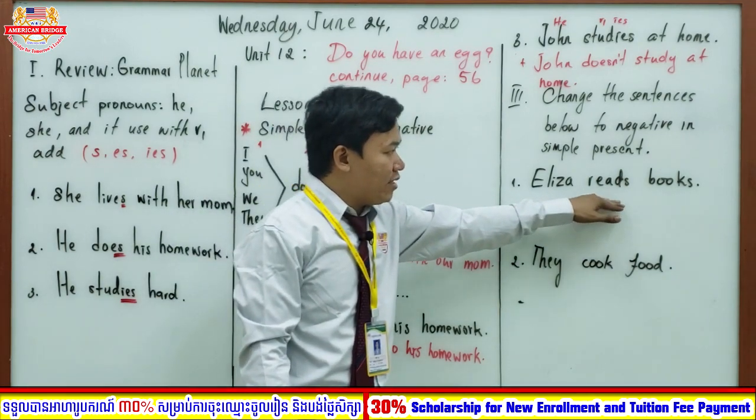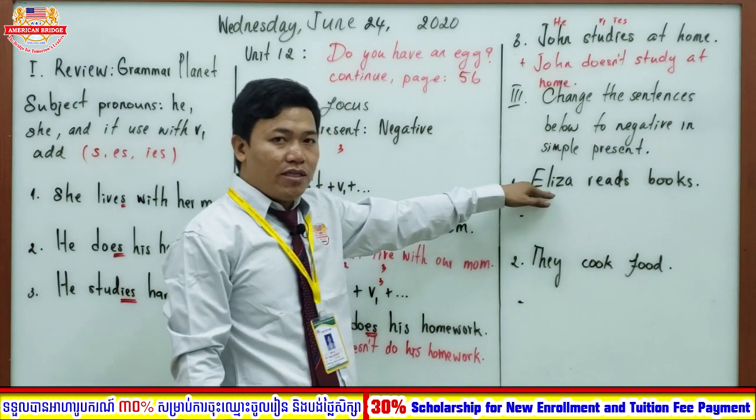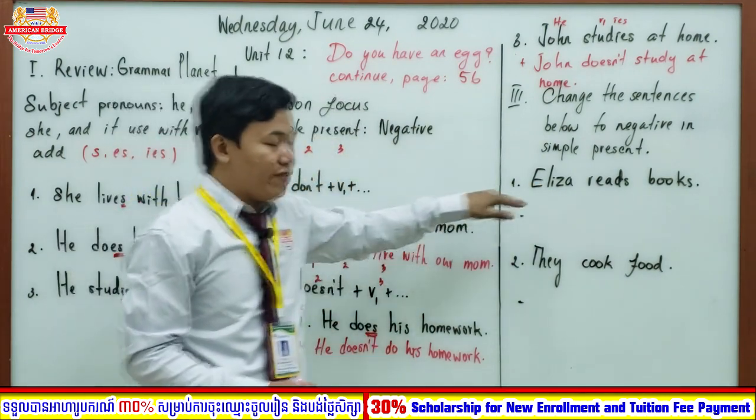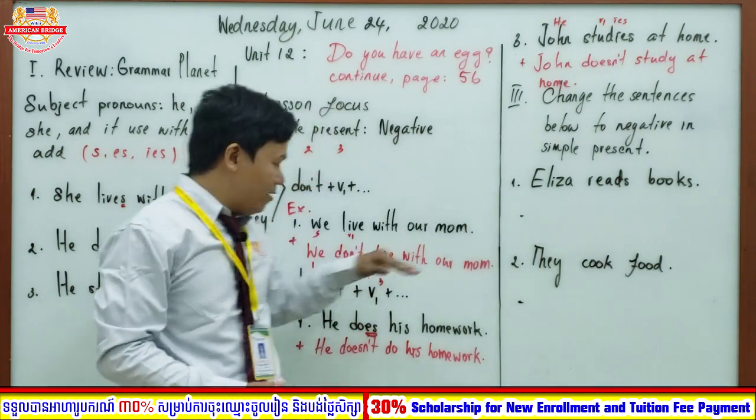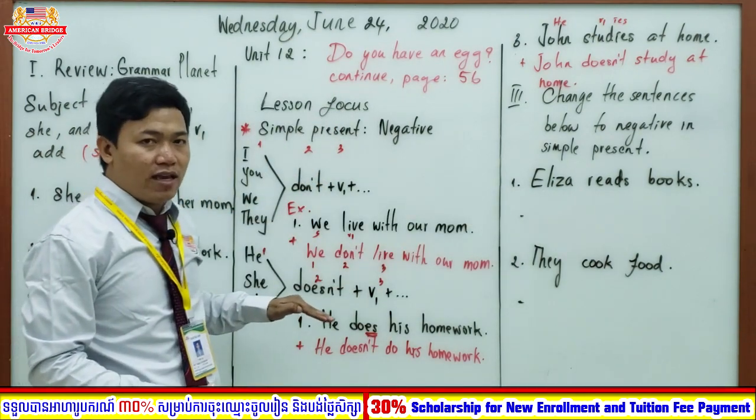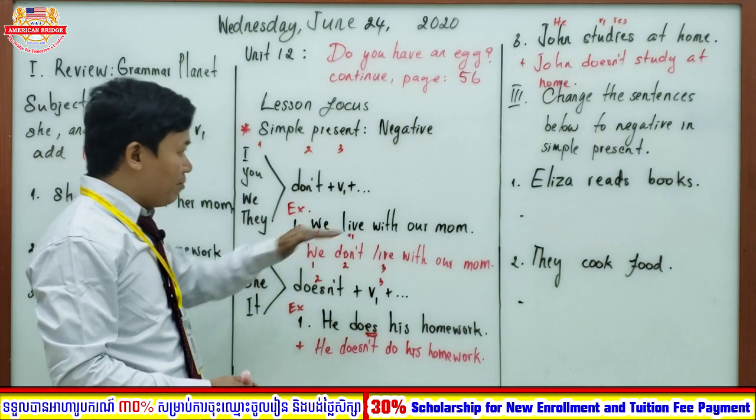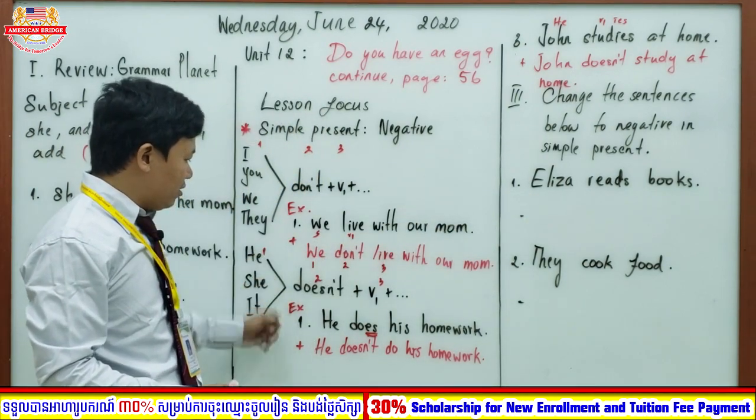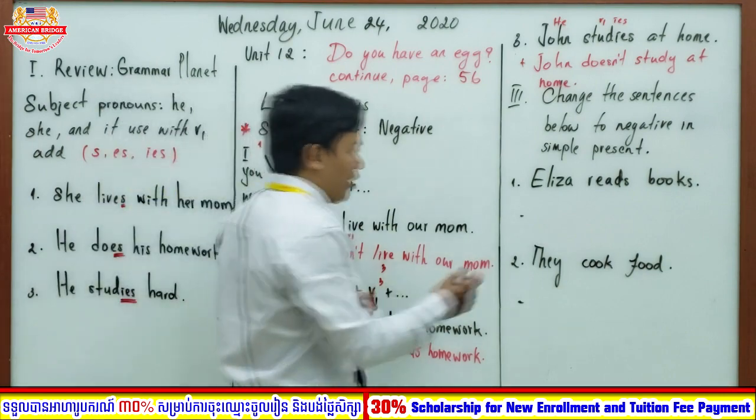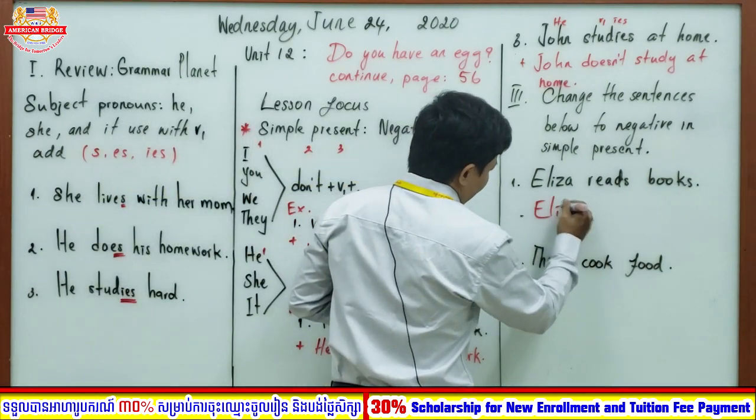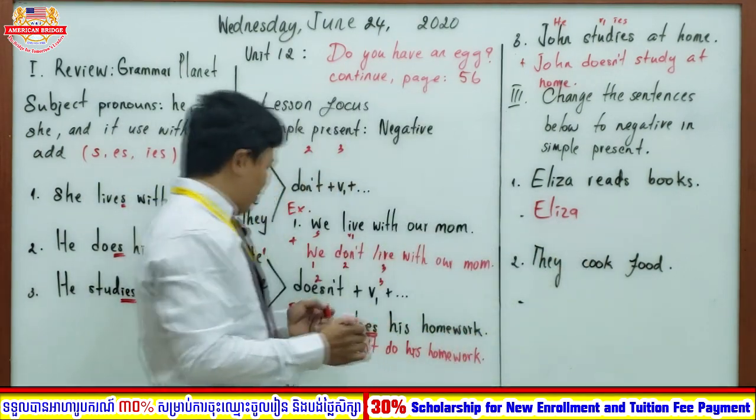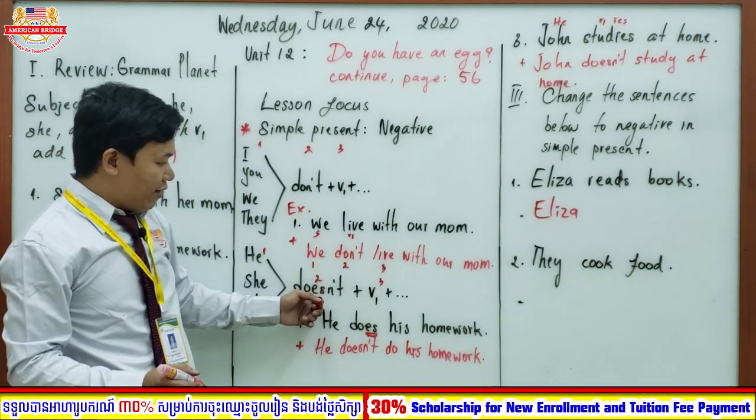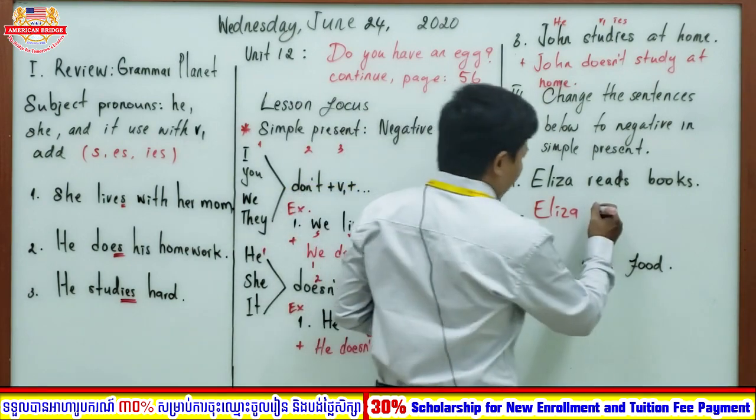Eliza reads book. This is affirmative in simple present. Change to negative. Eliza is female, equal to she, right? You can put she or Eliza, it's up to you. We need to put the subject first. Look at the form. Subject pronouns stand first. So you put Eliza, and then we need doesn't, right? The second one is doesn't, so Eliza doesn't.